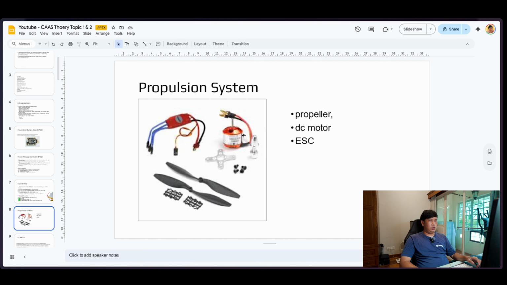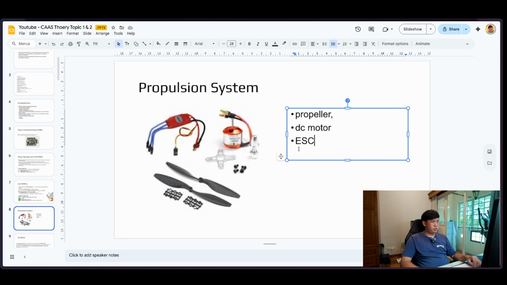Propulsion system is propeller, DC motor, ESC. ESC is electronic speed controller. This is a must remember.